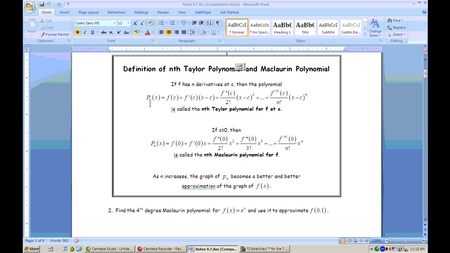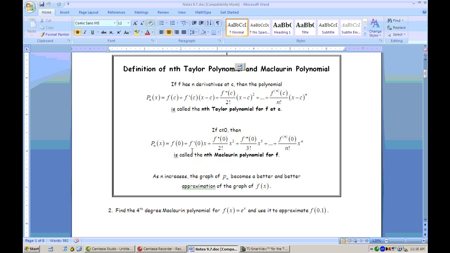But the bottom line is that let's say I wanted to find the third degree polynomial at x equals c, and I'm given f of x. So I would find f of c, plus f prime of c times x minus c, plus the second derivative at x equals c over 2 factorial times x minus c squared, plus the third derivative at x equals c over 3 factorial times x minus c cubed. So there's definitely a pattern going on there with all of your numbers.